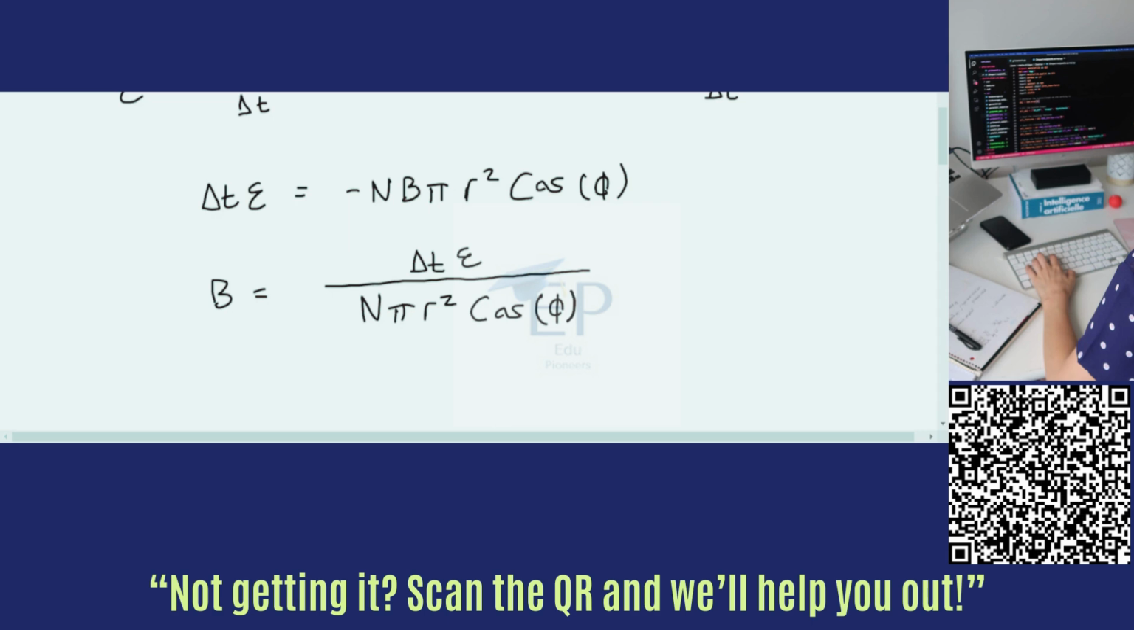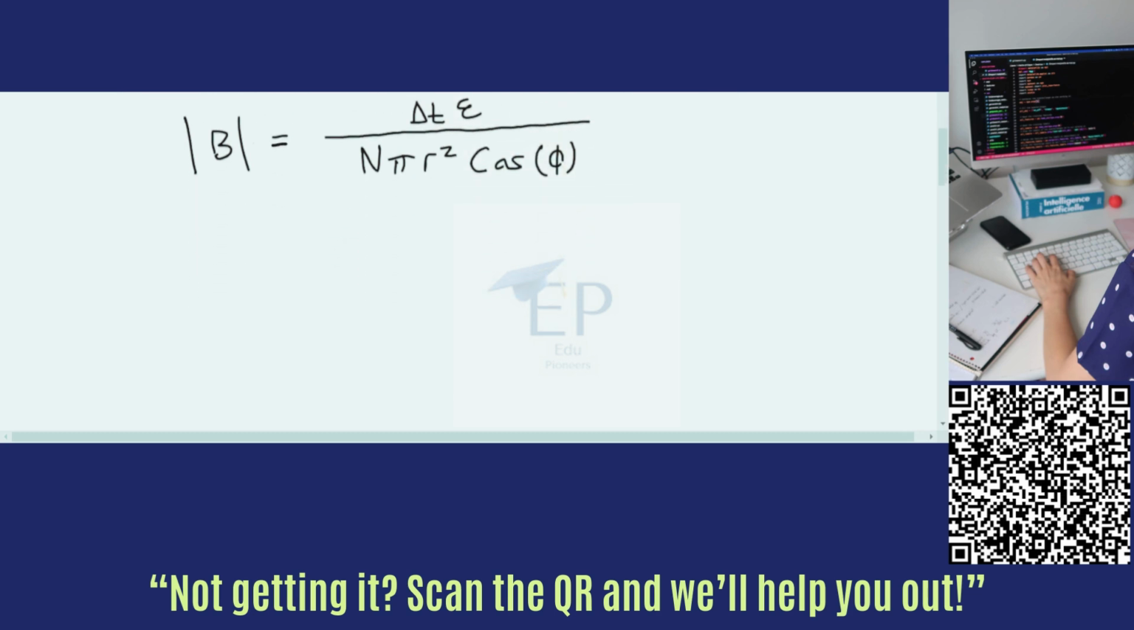Okay. And we do have a minus sign in this, but since we're just looking for the magnitude of the field, we can just ignore the sign. All right. So now we should be able to just plug in all our values. And if we do that, we will get that the magnitude of the magnetic field is 8.6 times 10 to the minus 5 teslas.